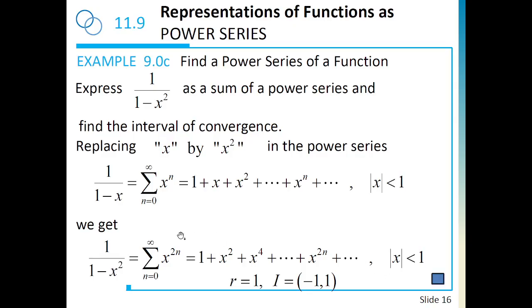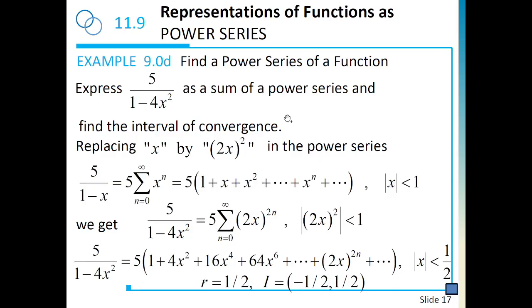So basically, it's straightforward replacement everywhere. In the sum of the series, in the expression of the series, and in the expression for the interval of convergence. Again, x squared in absolute value needs to be smaller than 1, so the values of x need to be between negative 1 and 1, so it's the same thing.